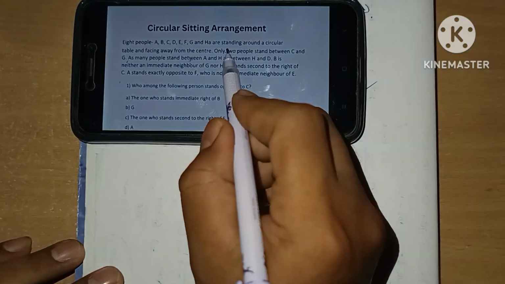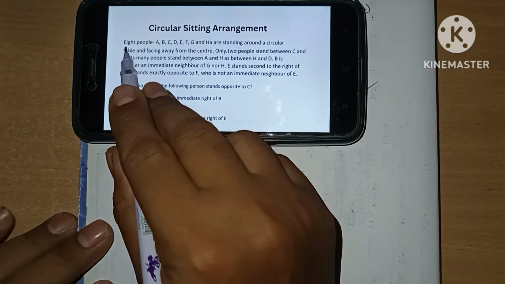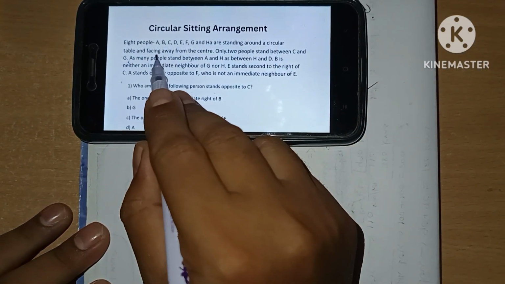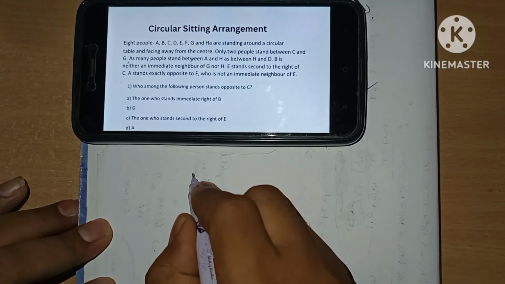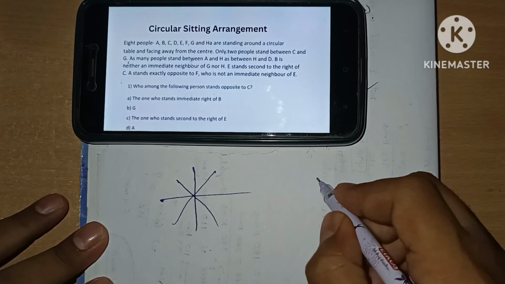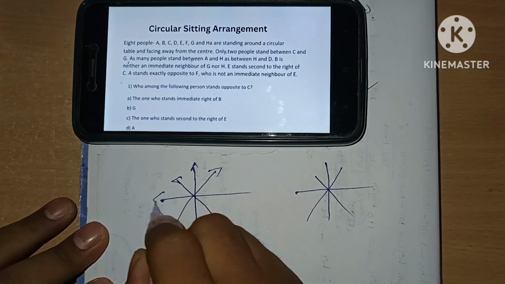Now we are going to see a reasoning puzzle, a circular sitting arrangement reasoning puzzle. First one, 8 people are standing around a circular table and facing away from the center. So always for circular sitting arrangement, I'll draw like this. Let's take two possibilities and all are facing outside.